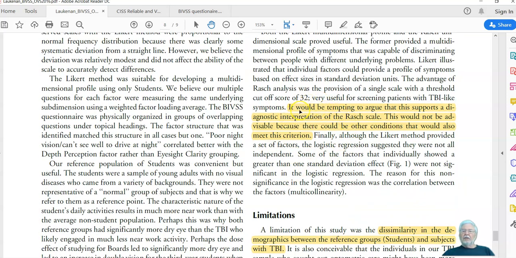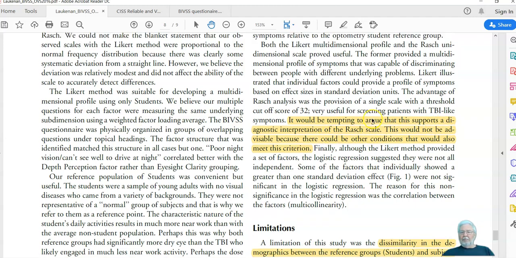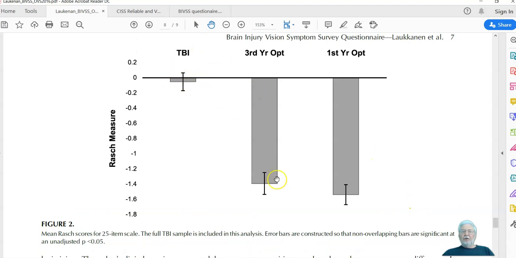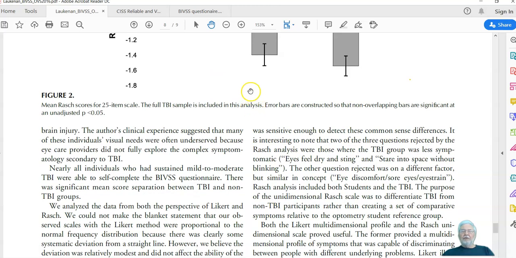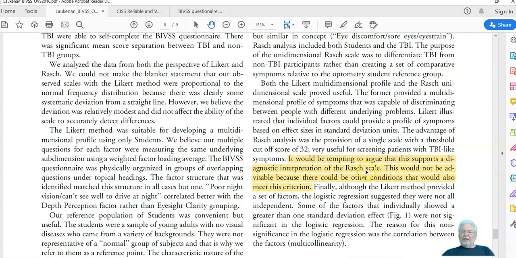And I would like to just reinforce the brief's comment on, though, while it would be tempting to argue that this supports a diagnostic interpretation of the Rasch score. In other words, if you get a score of 0 versus a negative number, or if you get a higher number, and this actually translates into a score of about 32 or greater, going back to the BIVSS original scale. If you get higher than a 32, then if you're a TBI, you're going to have symptoms up in that range. The problem is, it wouldn't be a good idea to use this as a diagnostic interpretation, because there are a lot of ways that you could have a lot of these symptoms. So you could score poorly on the BIVSS, but not have a TBI.